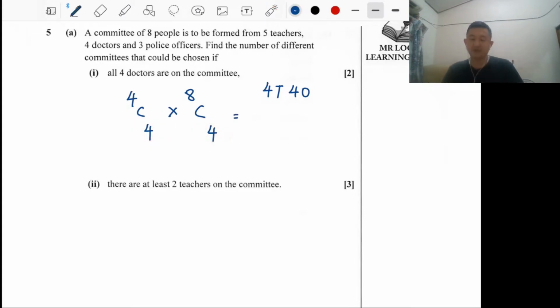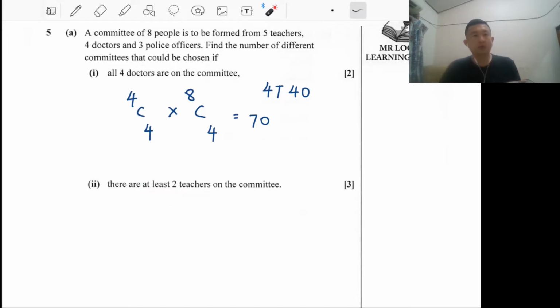So 4C4 times 8C4. What do you get? You should get 70. Okay, 4C4 times 8C4. Now the next question is at least 2 teachers must be in the committee.